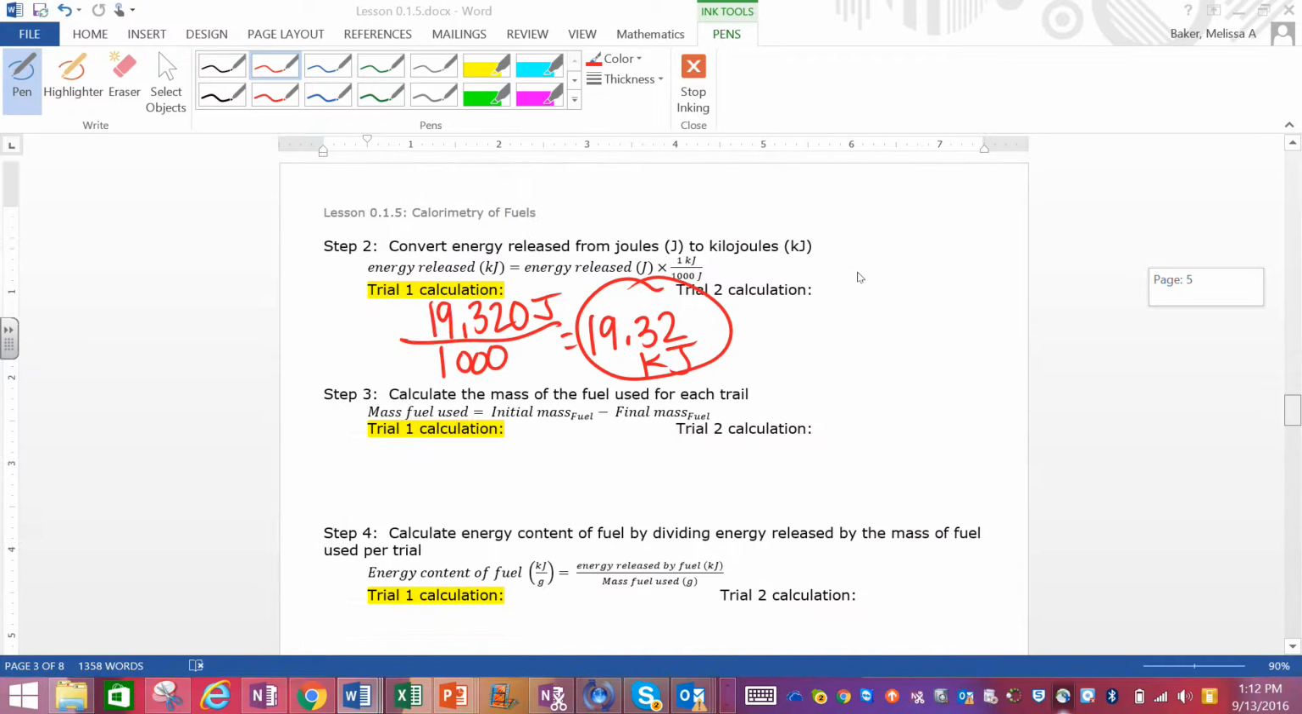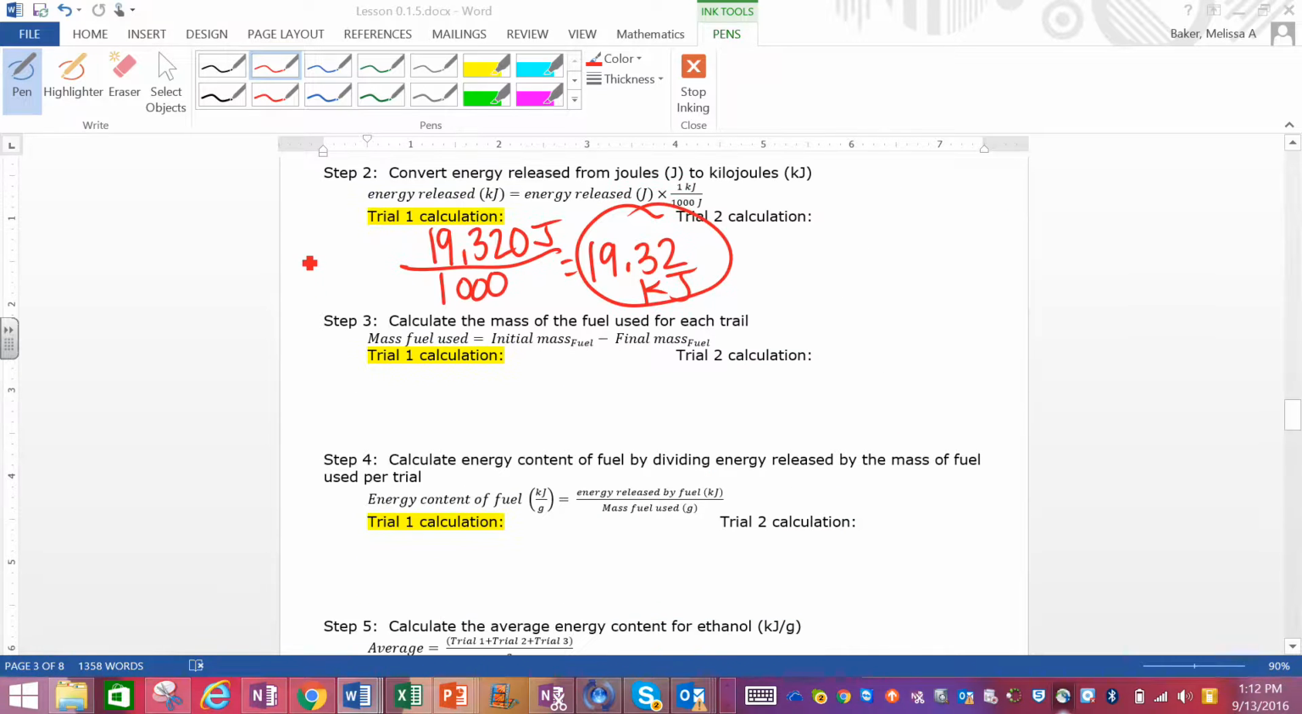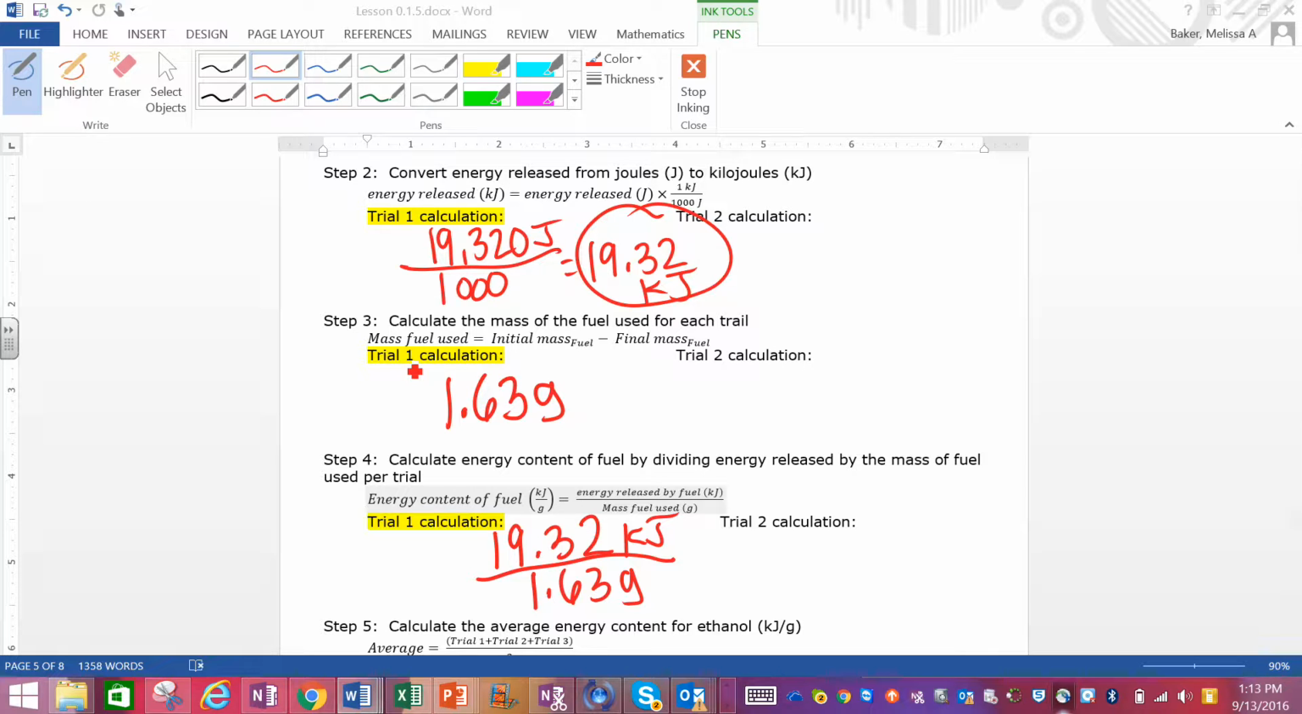Okay, so I'm just going to write that in since I already calculated that. So step 4, my final calculation for trial 1, is to take the answer I got in step 2, the kilojoules, divided by how many grams burned off, so that I've got how many kilojoules per gram were given off. So I'm punching this into my calculator, and I get 11.85. It's good to round to 2 decimals, kilojoules per gram.